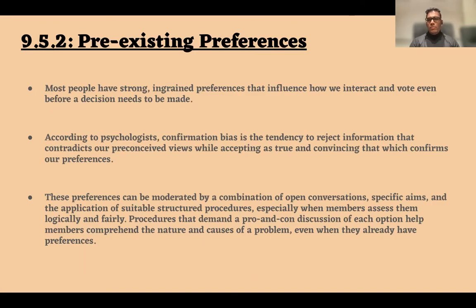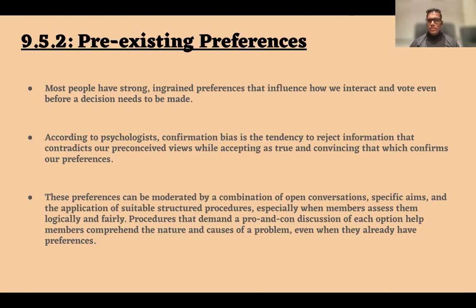Even though we come all prepared for a successful meeting where we're trying to make some agendas or a new resolution, there are some people who have preferences that influence how we interact and vote even before a decision needs to be made. These people don't want to go with the flow of the group, but rather have their own choices that they would like to see go in motion. Therefore, there are even instances where psychologists confirm that there's a confirmation bias.